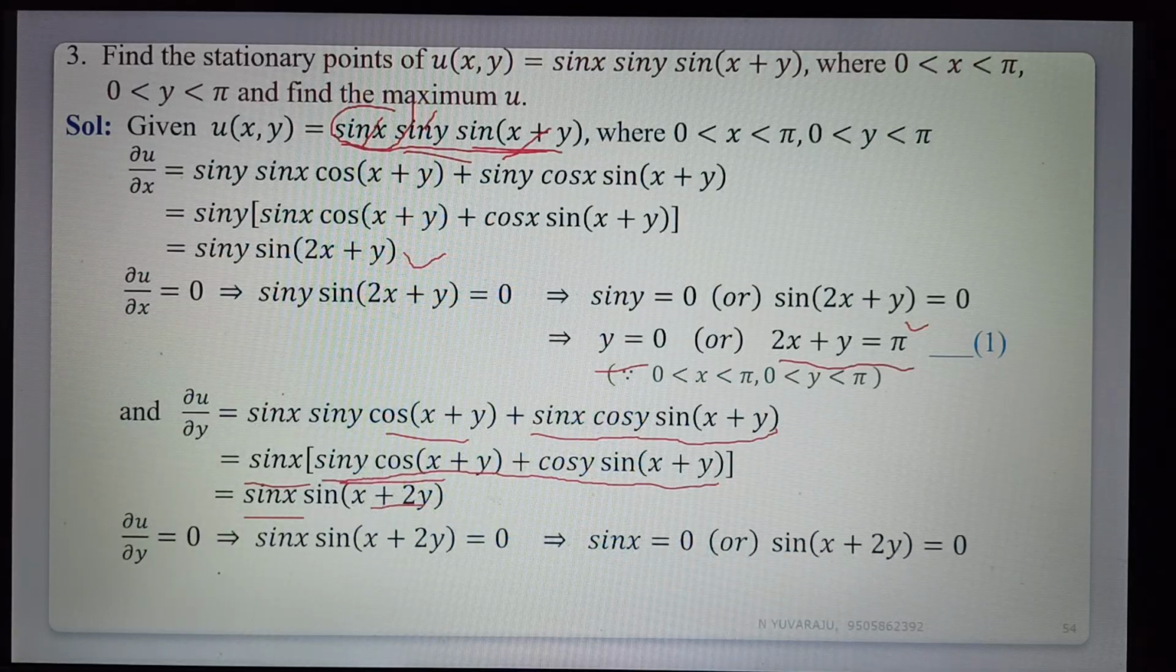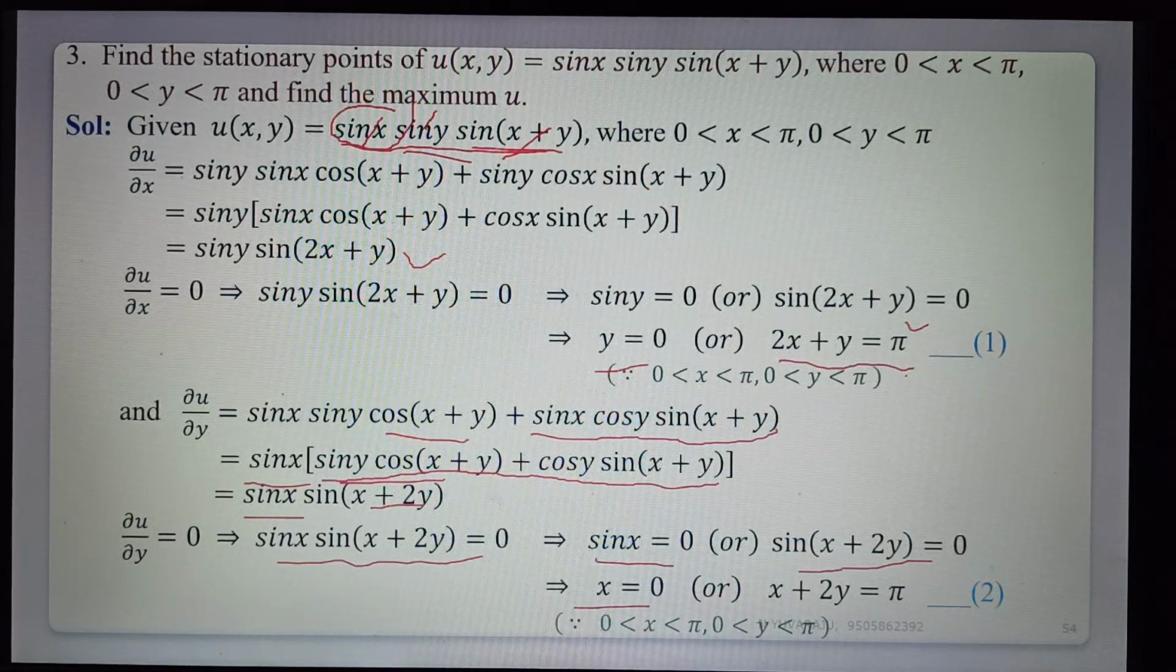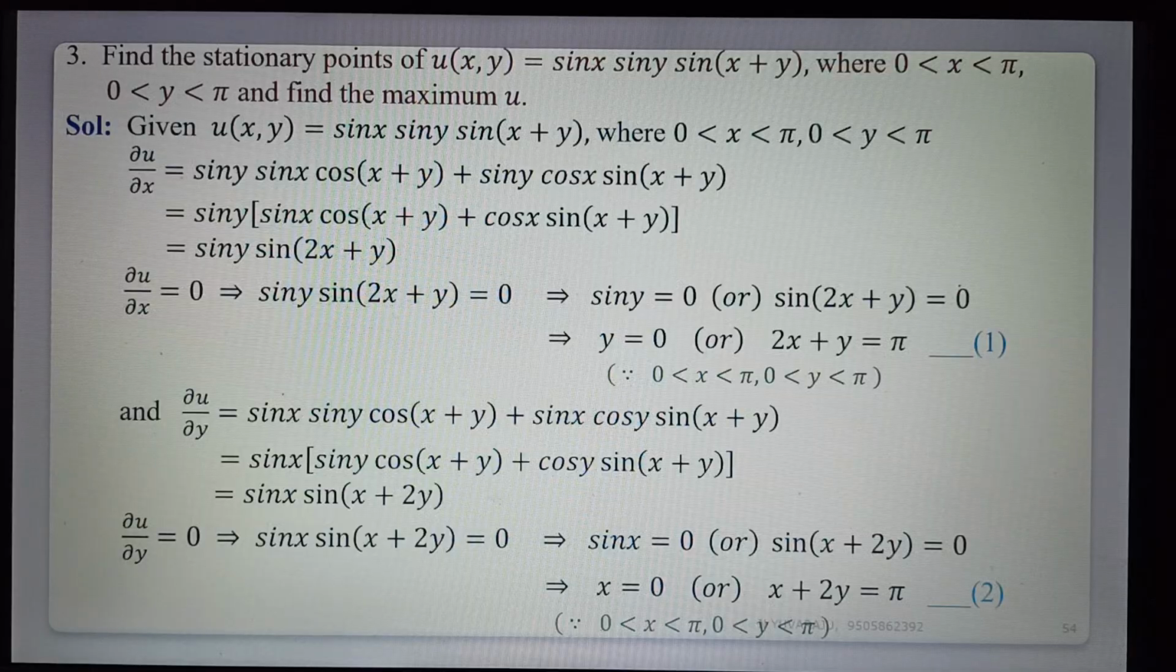Now equating ∂u/∂y to 0, sin x into sin(x plus 2y) is equal to 0, so sin x is equal to 0 or sin(x plus 2y) is equal to 0. If x is equal to 0, then sin 0 is 0, but x is not 0. So next, x plus 2y must be pi. So equation 1 and equation 2 only. Now solving equations 1 and 2, we get the stationary points. Now continuation.